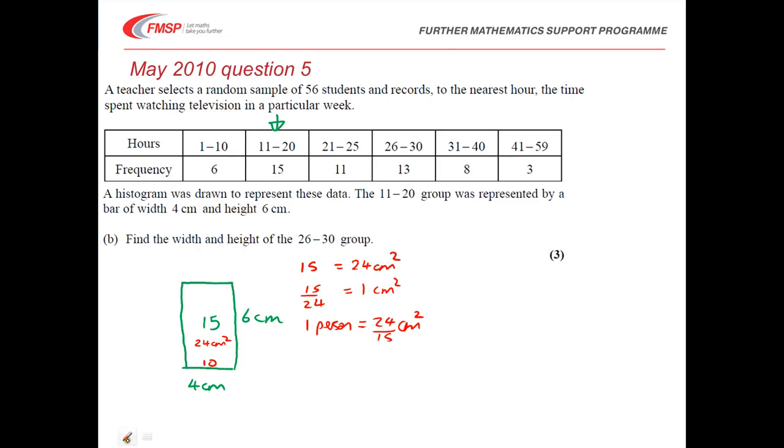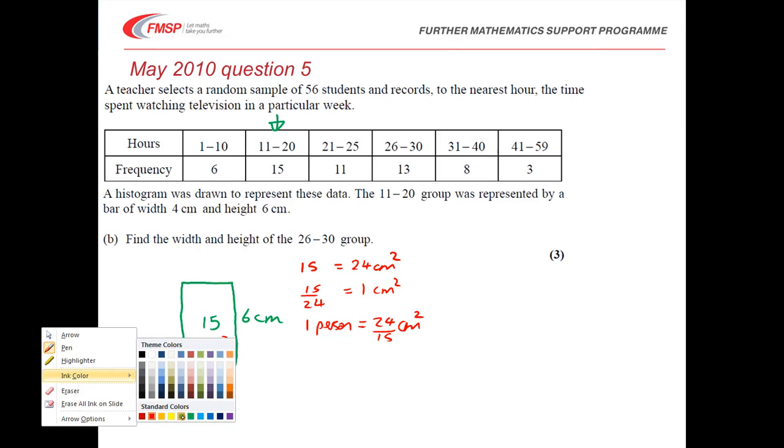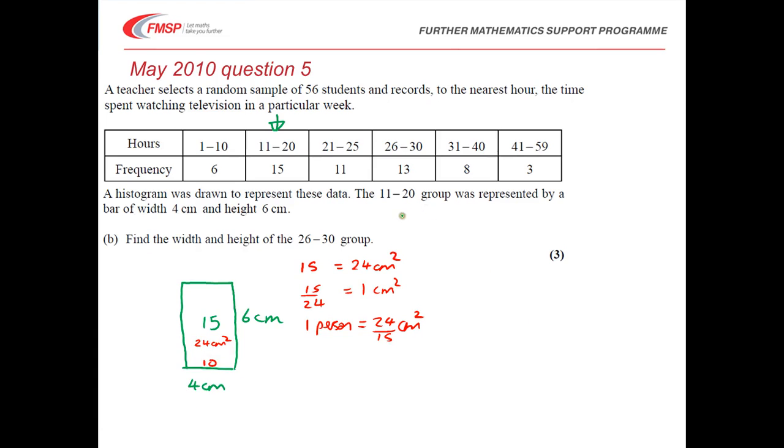Now let's look at answering the question. Now we've got some additional information. So we're now looking at the 26 to 30 group. So that's a bit narrower.